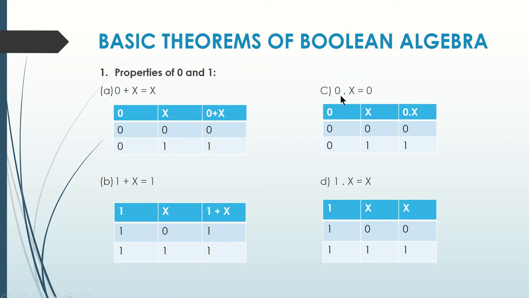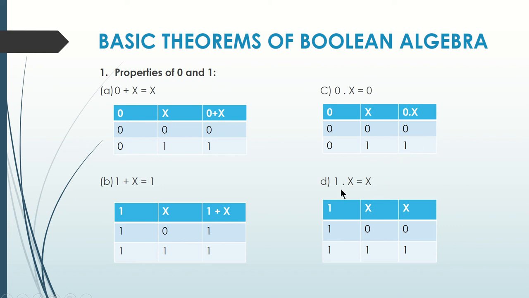And then 0 dot x is equal to 0. If you multiply any value with 0, the result will be 0. It is not actually multiplication, it is the AND operation. When you do the AND operation, if any one input is low, the result is low. So for the values 0 and 1, when you do the AND operation, the result is 0 only. Sorry, it is not 1, it is supposed to be 0.